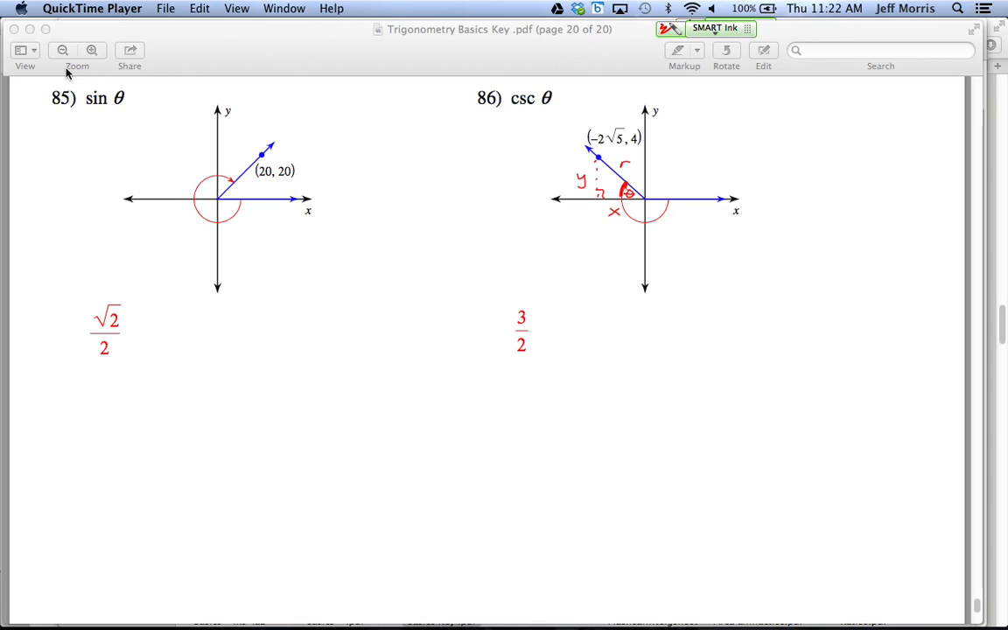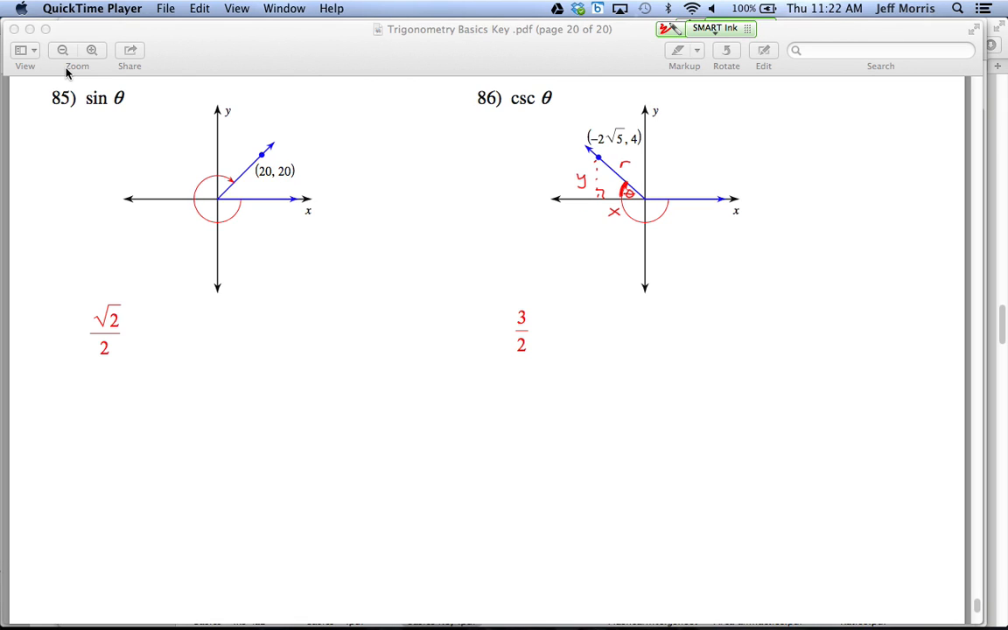Now some of you are like, well, what if I forget? Draw a triangle again. Draw a little theta, draw your x, draw your y, draw your r, and say, okay, sine, opposite, hypotenuse, y over r. Cosine, adjacent, hypotenuse, x over r. Tangent, opposite, adjacent, y over x. Simple to remember. If you forgot, you could just go back and prove it yourself.